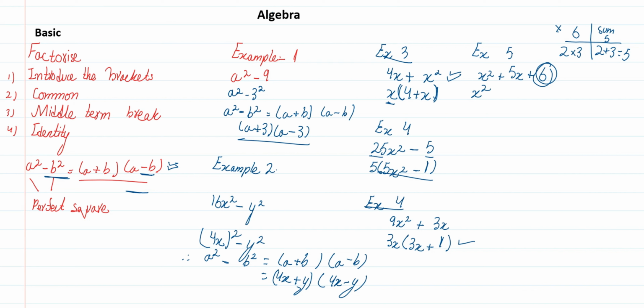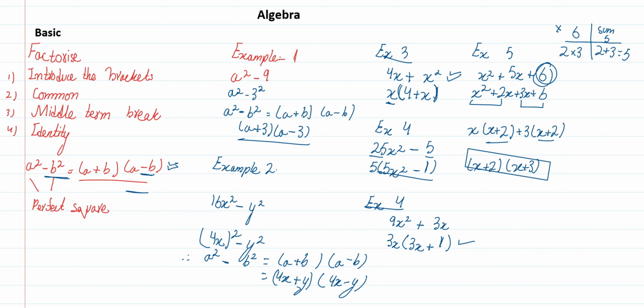So x square plus 2x plus 3x plus 6. Now you have to take the common in these two terms and in these two terms. So x is common, so x plus 2, and here 3 is common, so 3 times x plus 2. So x plus 2 is the common bracket, so you write it once, and then the other bracket x plus 3, so it is the answer. Don't solve it further because this is an expression, so you have to stop here, and this is the answer for this expression.